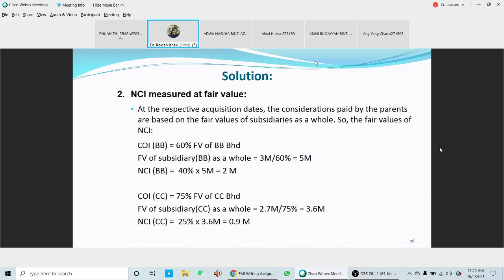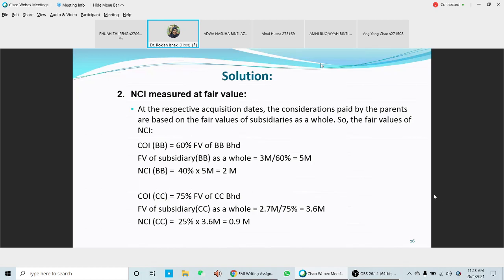Or when we still have time, isn't it? I'm a little bit afraid that you're unable to finish the topics so that you can answer the tutorial questions. Okay. So next class we're going to continue with this one, NCI measured at fair value. Let's try to understand NCI at proportionate share first. If you have questions, we're going to discuss that one again.